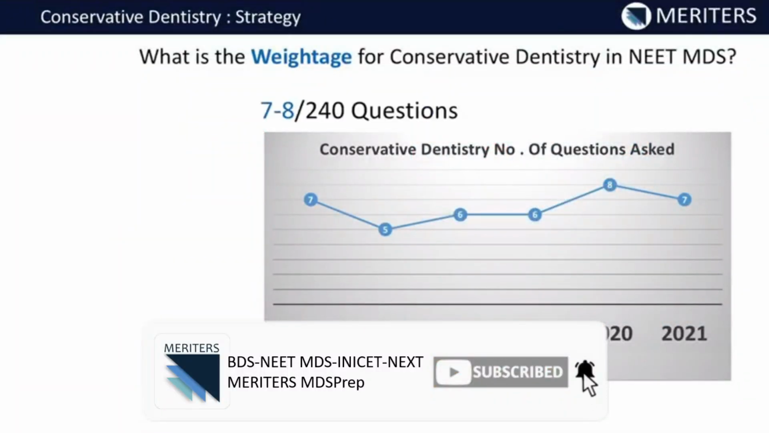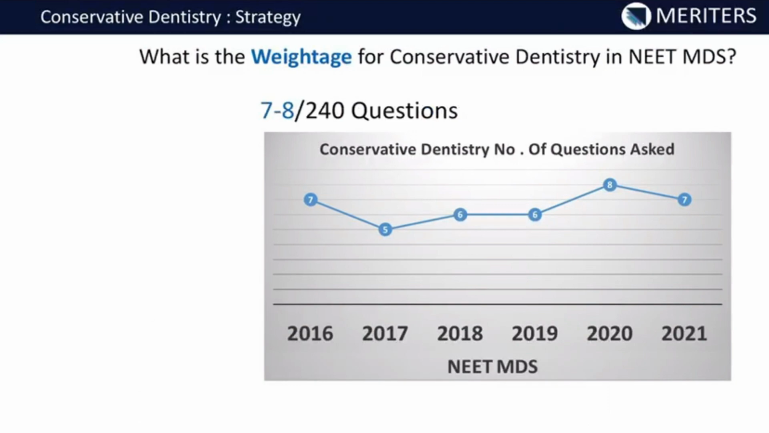Coming to the weightage of this particular subject, the weightage is around 7 to 8 questions out of 240 questions, and this accounts for almost 3% of the total NEET examination paper. And these 7 to 8 questions are very easy to conquer, and this will give you better marks-gaining capacity in your exam. So do not underestimate this particular subject, and it's of course a low hanging fruit. You can try grabbing this, right?